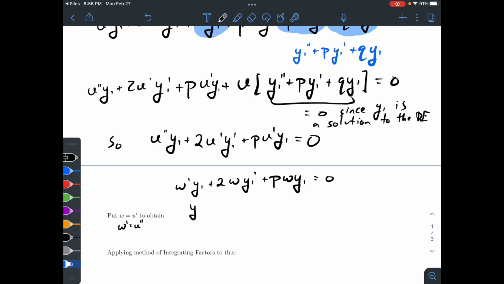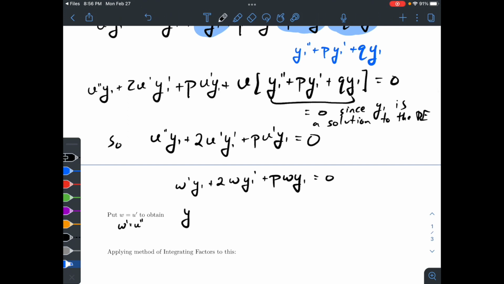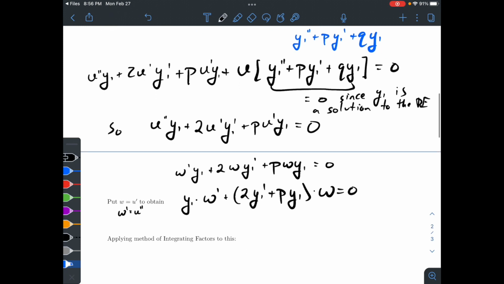I could rewrite this slightly as y1 times w prime plus, and from these two terms here, I can factor out a w and be left with 2 y1 prime plus p y1 times w equals 0, which is a first order linear differential equation.